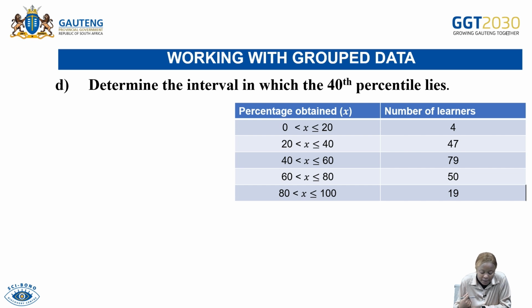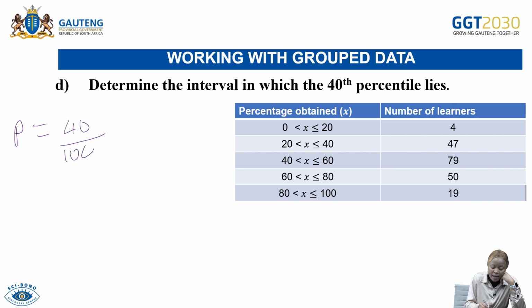Let's look at letter D. It says determine the interval in which the 40th percentile lies. Remember, to find the position of the percentile, you say the position is equal to the percentile, in this case 40, over 100, multiplied by the total number, which in that case is 199.